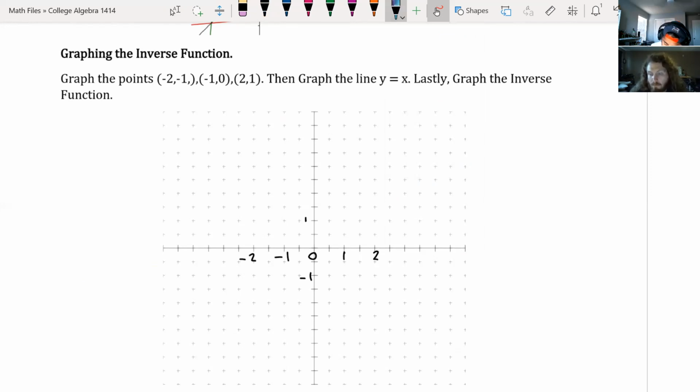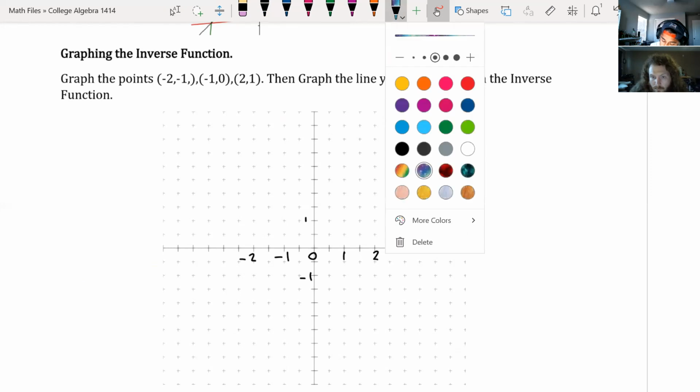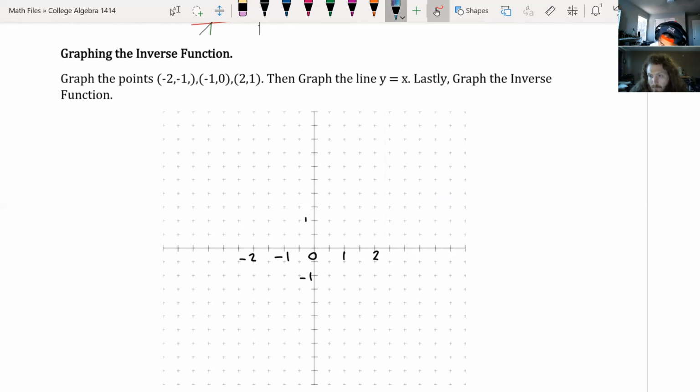Okay, go ahead and plot the first points. -2, -1. It's going to be right there. We can make that bigger. And then -1, 0. And then 2 and 1. So here's what our first function looks like. Probably a little more straight. Okay, so this is definitely one-to-one because if I draw a horizontal line through it, I intersect it only once, which means it's going to have an inverse.